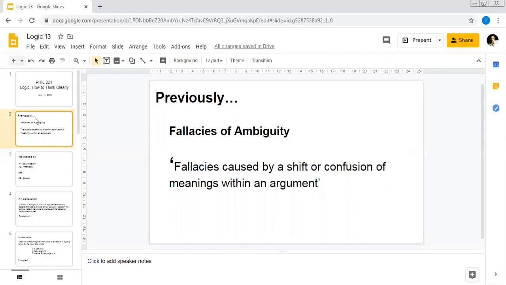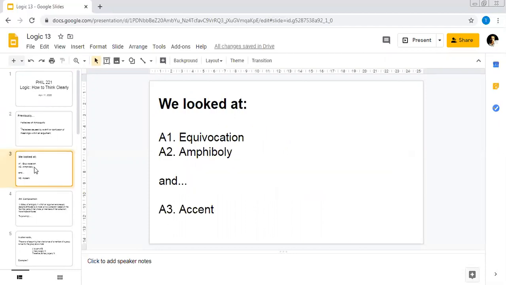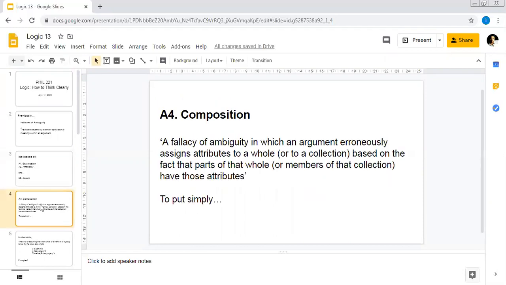Several subcategories. I hope all of you understood them. If you don't, you could write to me. Today, what we're going to be looking at are the remaining two fallacies of ambiguity in the book after A3. So we already have finished A1, A2, and A3 in the previous lecture. So today we're going to be looking at A4, which is composition.